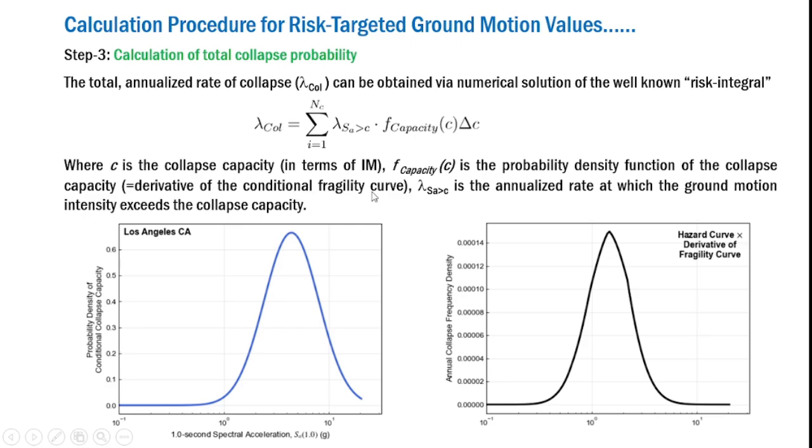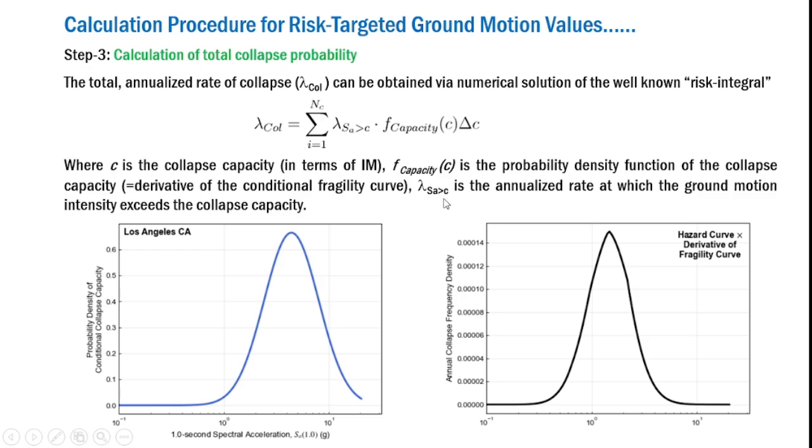It does mean that in step 2 you defined the conditional fragility curve. Now you have to develop another curve which truly represents the probability density function of the collapse capacity, and this is obtained as the derivative of the conditional fragility curve. A sample derivative of the conditional fragility curve is provided here. Along the x-axis you have the spectral acceleration parameter, and along the y-axis we have the probability density of conditional collapse capacity. So this is essentially a probability density function.